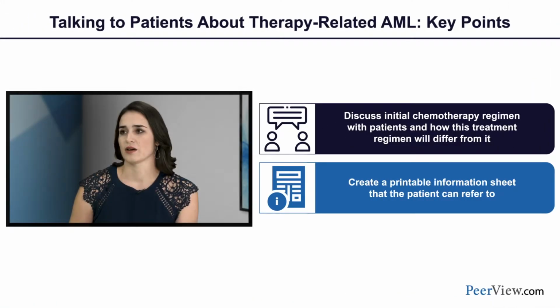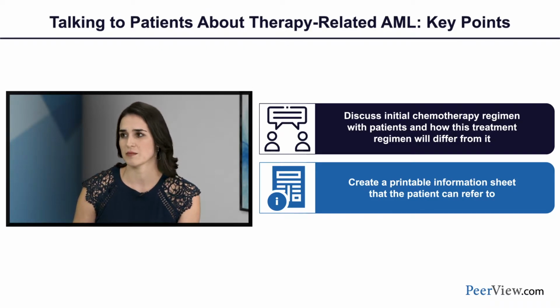So what about patients with prior experience of chemotherapy for other malignancies such as breast cancer or lymphomas, patients who present with therapy-related AML? How do you counsel these patients? The first thing I like to talk about is what kind of chemotherapy they got the first time. Usually patients have a lot of questions. Is it going to be the same chemo? Is it going to be different? What are the side effects of the new ones going to be?